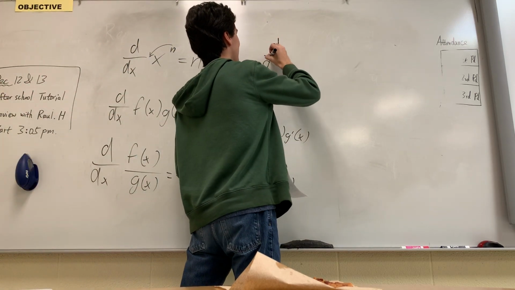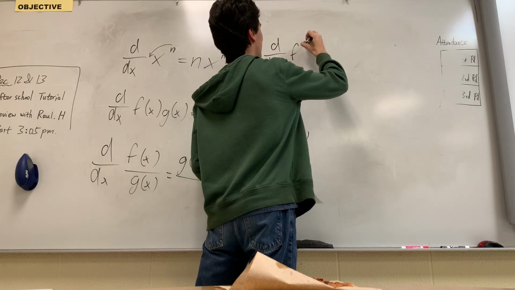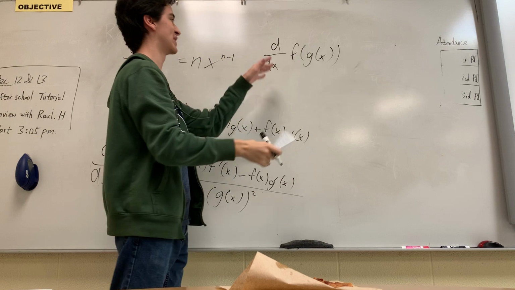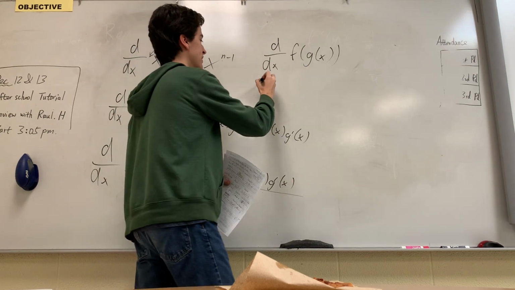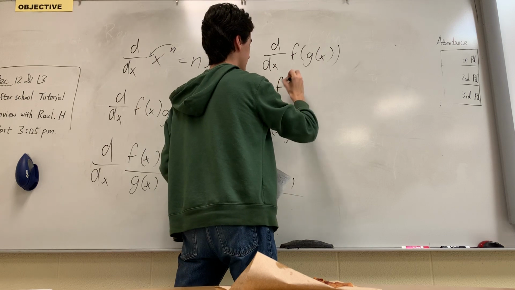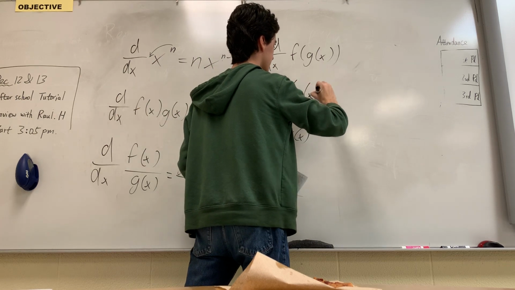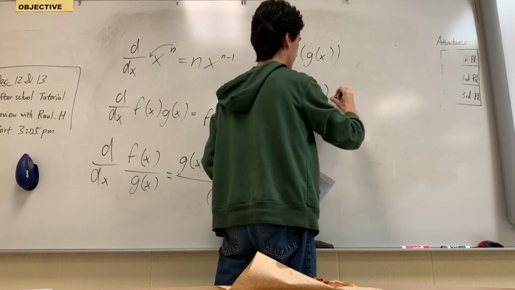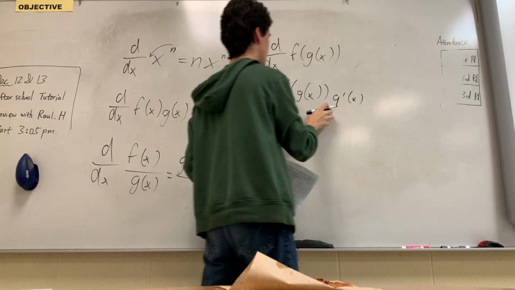So the chain rule is what we get whenever we have a composite function, which is a fancy word for saying a function inside another function, right? So we know this to be the derivative of the outside function with that exact same input, so f prime of g of x, times the derivative of that inside function. So that's going to be g prime of x. So that's the chain rule, right?